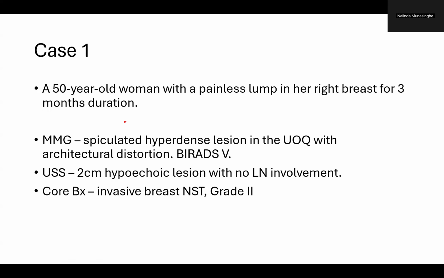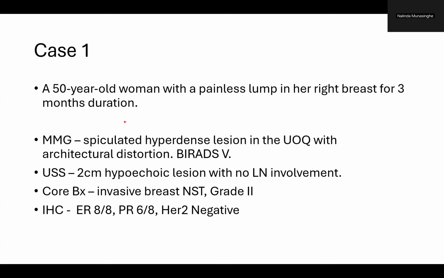There are 3 gradings: 1, 2, and 3, depending on the features that we see under the microscope: tubular formation, nuclear pleomorphism, and mitotic count. Each parameter is given a score of 1 to 3, so the maximum score will be 9, and the lowest score will be 3. 8 and 9 out of 9 is grade 3, 7 and 6 is grade 2, 5 and below is grade 1. So this is a grade 2 cancer.